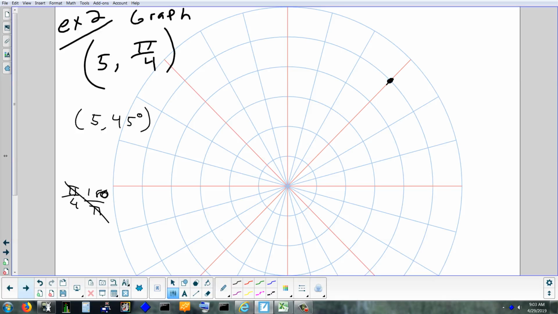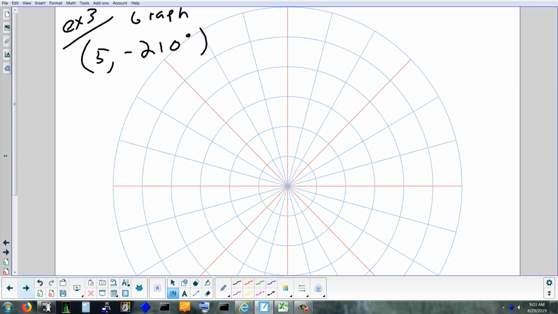All right, so that was another positive. Let's try one with a negative. So now we've got positive 5, negative 210. All right, so Libby, for my radius, how many units am I going to move? 5. And then which way? Clockwise. Well, the radius, you're thinking of the angle. So 5 units to the right. 1, 2, 3, 4, 5. So we're going to start from there.